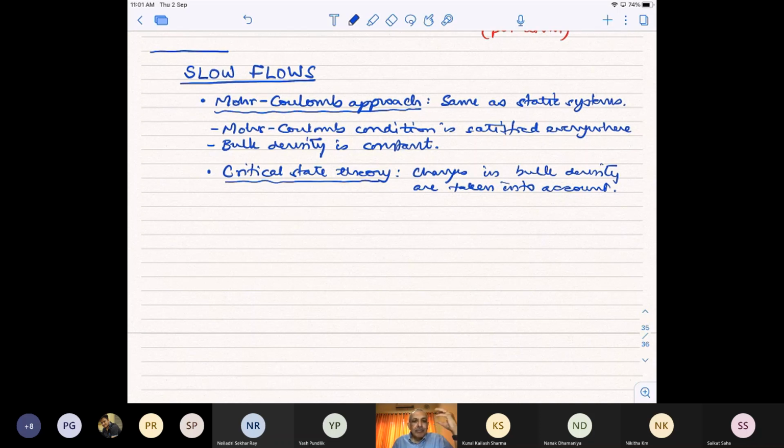So the main issue over here is that even very small changes in bulk density can make a huge difference in the stress values. If your bulk density changes even by 1%, you may get a very large change in the normal stresses or shear stresses and so forth. And hence, you need to make some correlation between them.